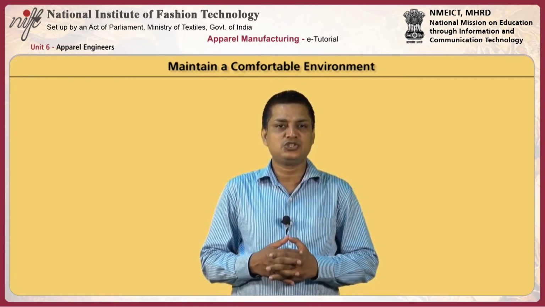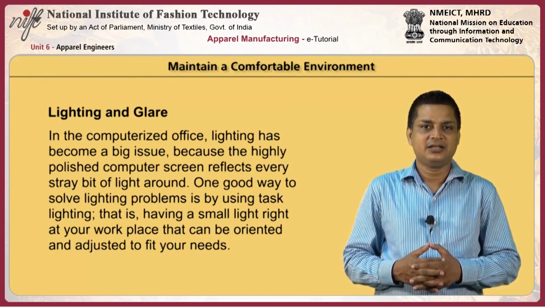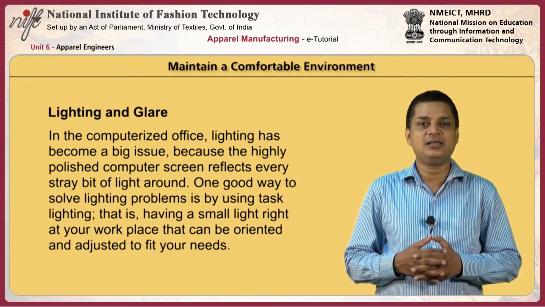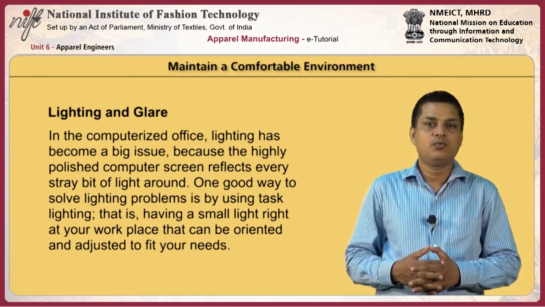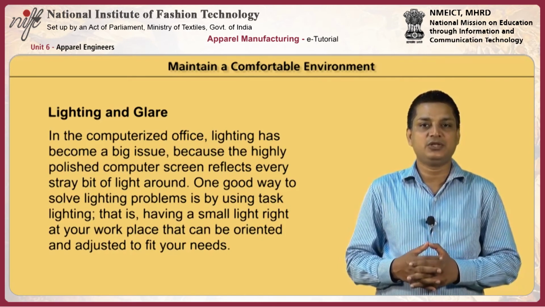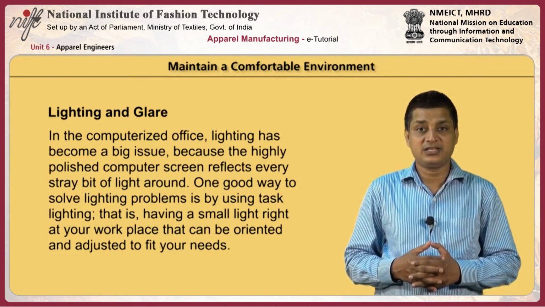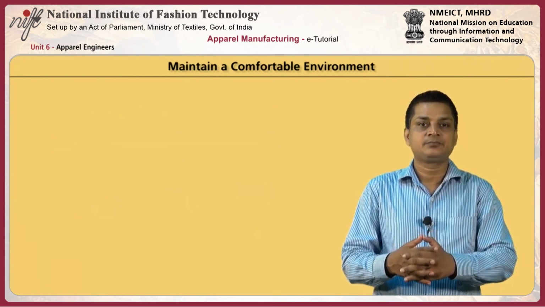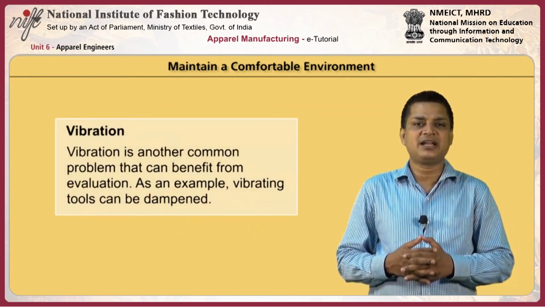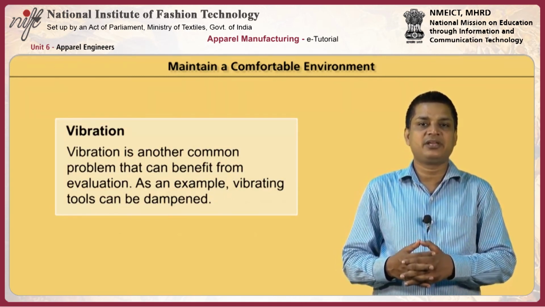However, there are certain issues that affect the environment. One common problem is lighting. In the computerized office, lighting has become a big issue because the highly polished computer screen reflects every stray bit of light around. One good way to solve the lighting problem is by using task lighting, that is, having a small light right at your workplace that can be oriented and adjusted to fit your needs. Vibration is another common problem that can benefit from evaluation. As an example, vibrating tools can be dampened.